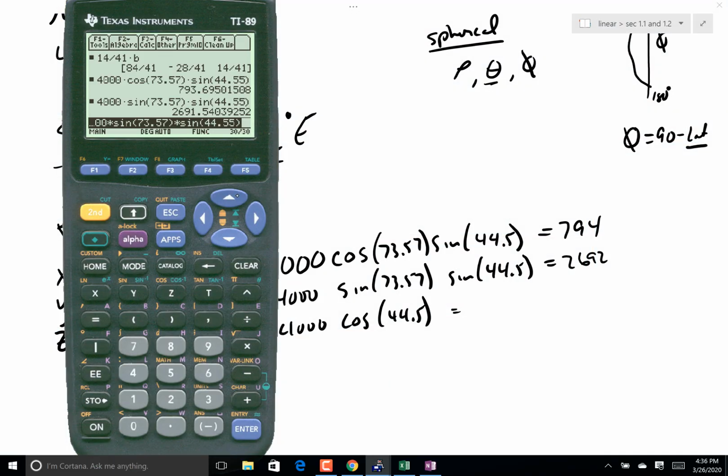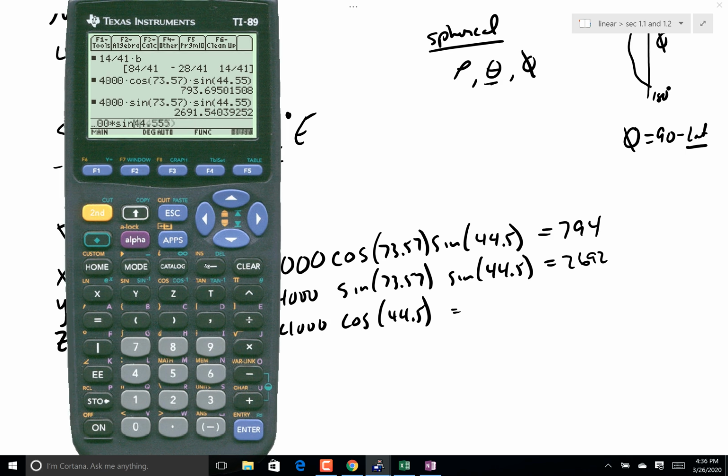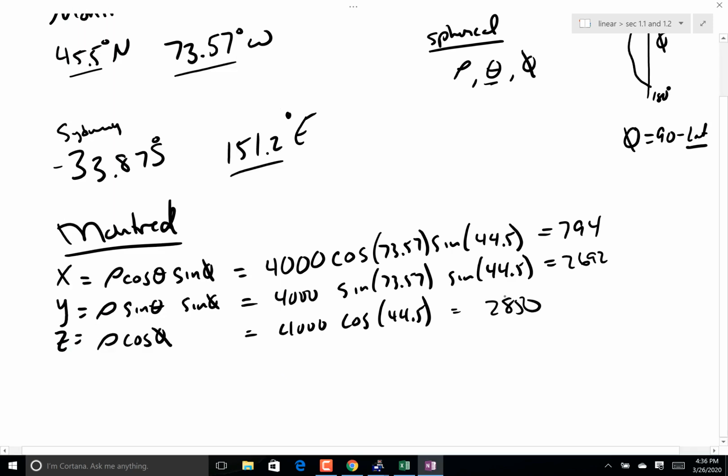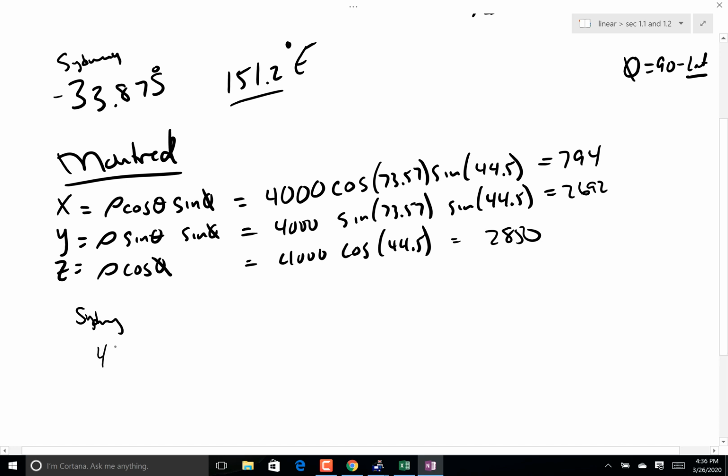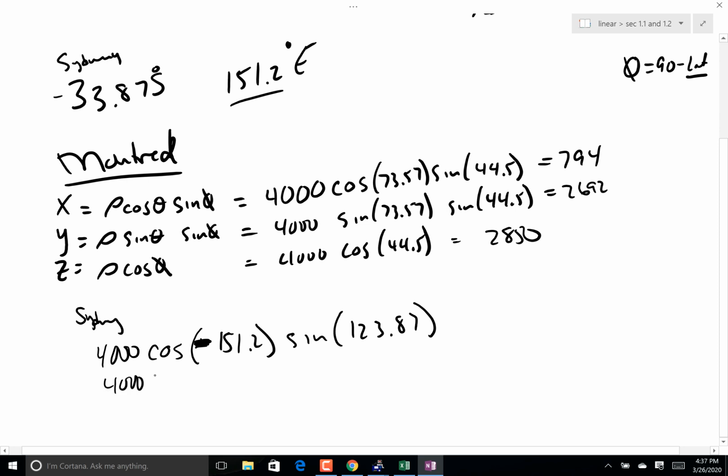And cosine 2850. Cool. That's for Montreal. And for Sydney, 4,000 cosine negative 151.2, sine 123.87. 4,000 sine.